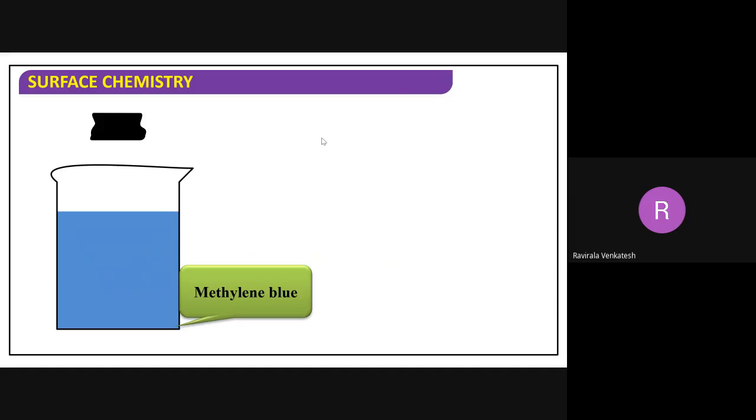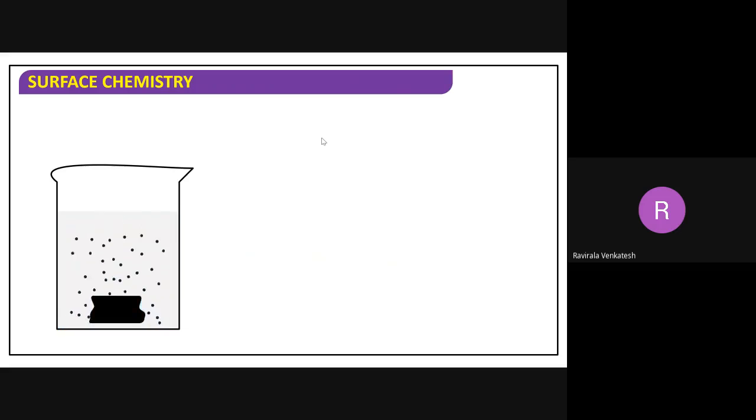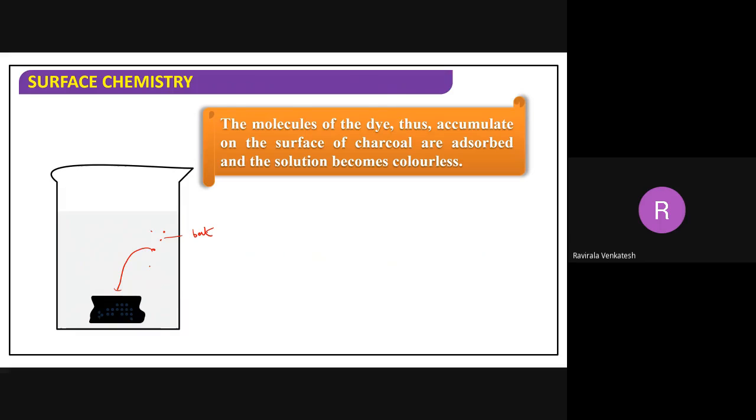See, this is the methylene blue. Now what you have taken is the adsorbent. The colored particles in this solution we are calling adsorbates, and now they are concentrated over here. That is the reason: the colored particles, which are adsorbates, are accumulated over the charcoal.